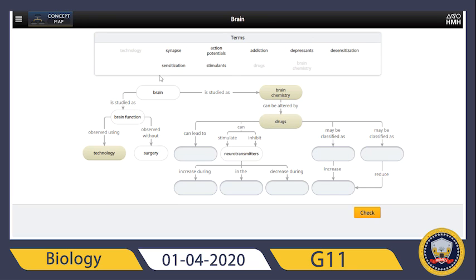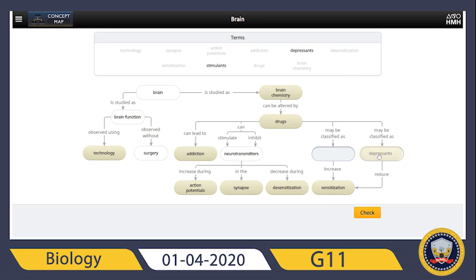So, drugs can lead to addiction, can stimulate or inhibit neurotransmitters. Where? Increase during what? During action potential in the synapse. Decrease during what? Let's think. So the neurotransmitter during desensitization. So sensitization.